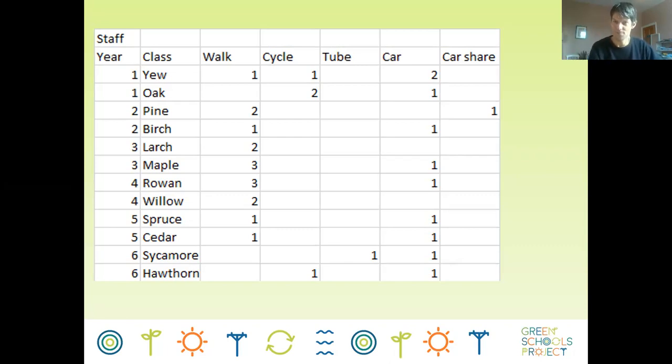That's your first task. Your second task is to work out how many used each method of transport. So how many people walked, how many people cycled, how many got the tube, how many got the car, and how many did a car share. And I want you to write that at the bottom of the table.